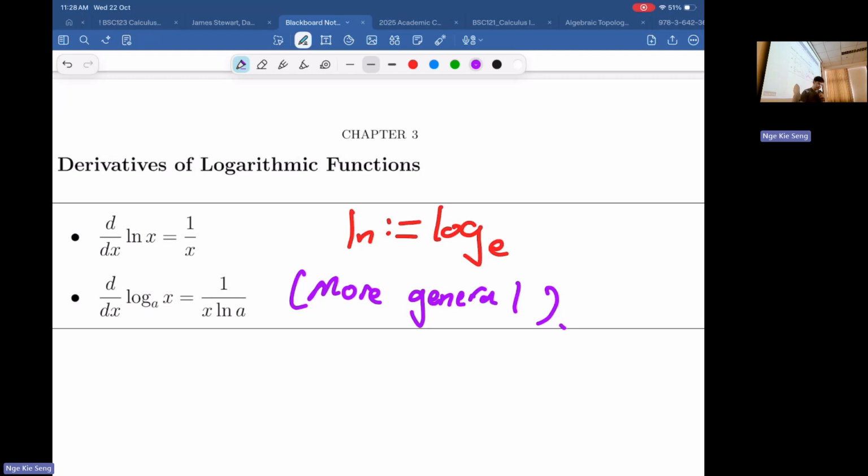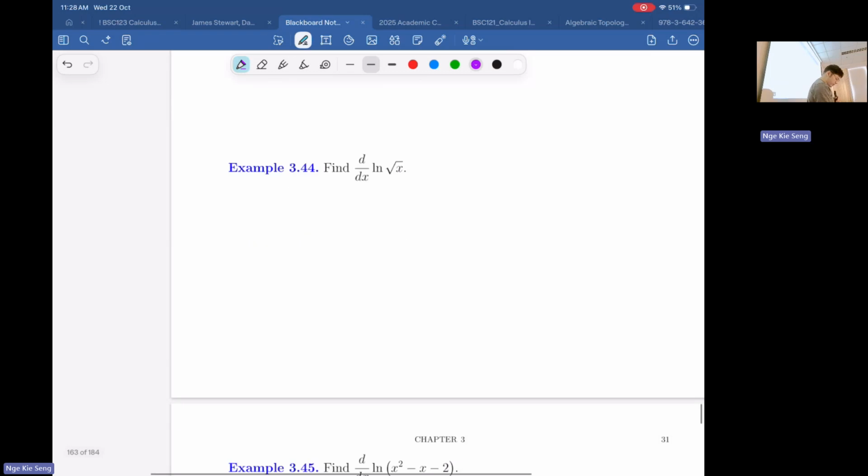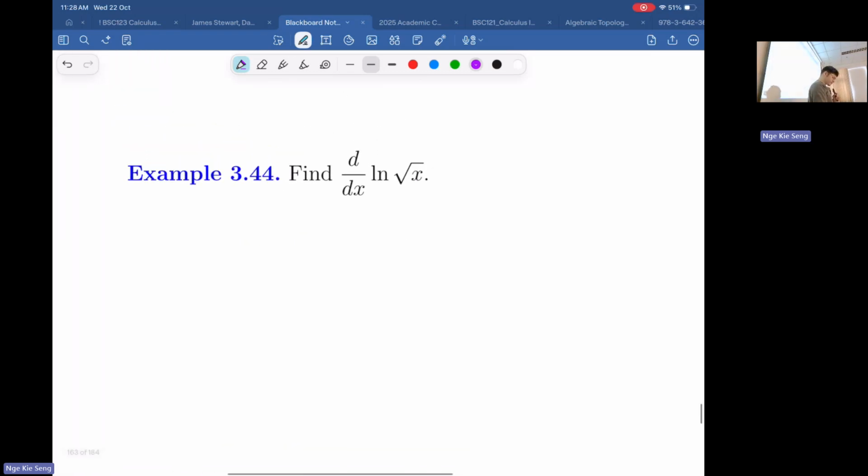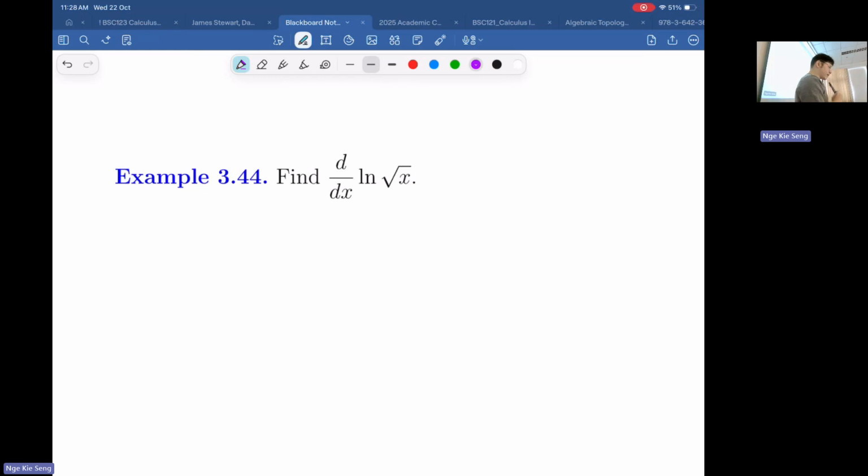Okay, so this is a relation between ln x and 1 over x. To check whether you know how to apply this formula, let's do one question here. Differentiate this function, ln square root x. Ln square root x has how many basic functions here? Ln x and also square root x. So here they appear as a composite.